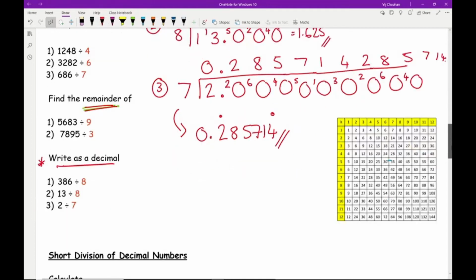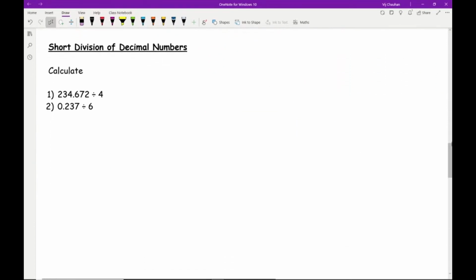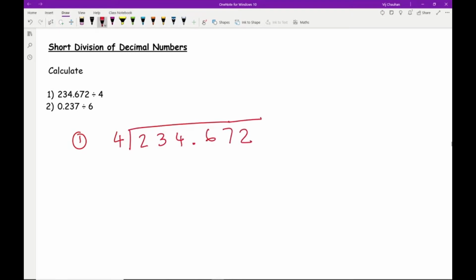So let's have a look at the next part. Let's have a look at short division, but this time with decimal numbers. Again, this follows the exact same pattern, which is why we're only going to do 2 examples. So 4 goes outside the bus stop, and we've got 234.672.